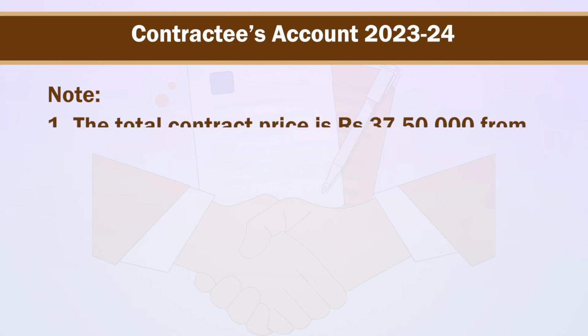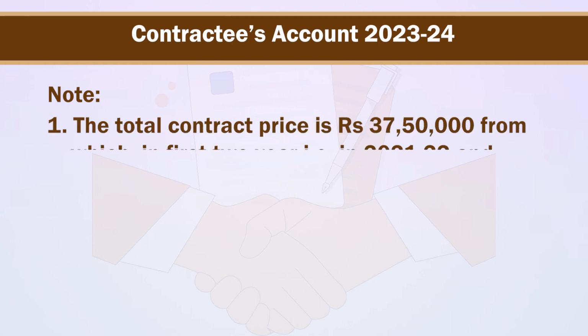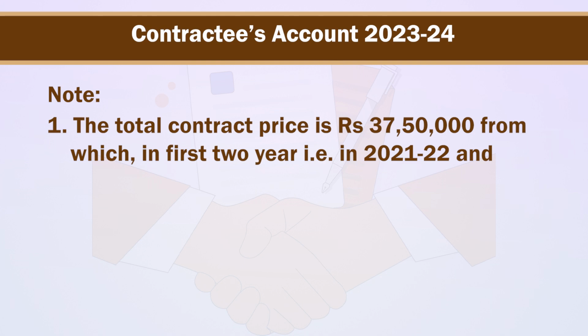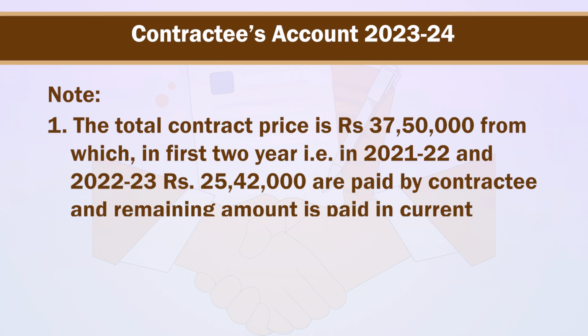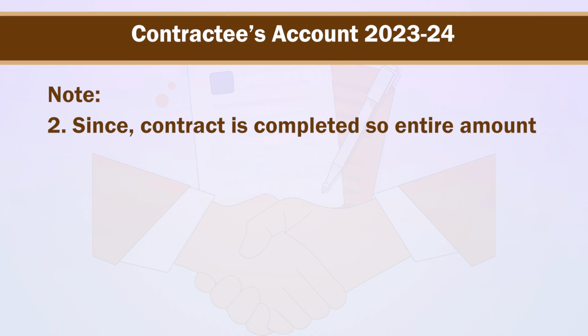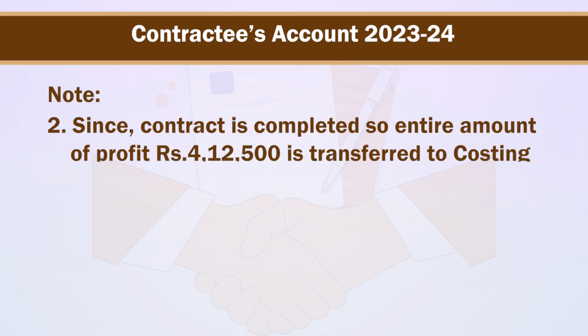Note that number 1, the total contract price is rupees 37,50,000, from which in first 2 years, that is in the year 21-22 and 22-23, rupees 25,42,500 are paid by the contractee, and remaining amount is paid in the current year, rupees 12,07,500. Second, since the contract is completed, so entire amount of profit rupees 4,12,500 is transferred to costing profit and loss account.